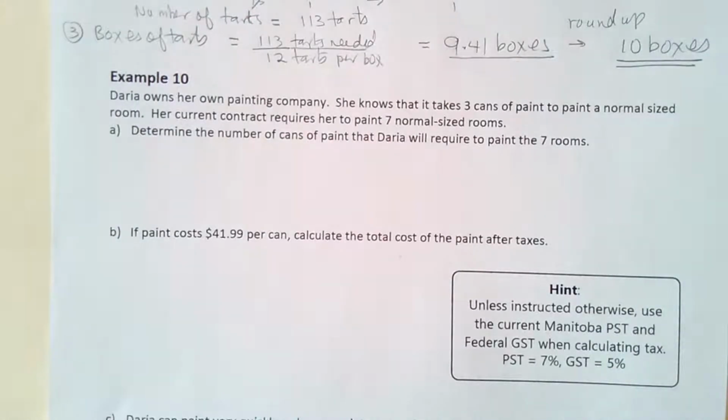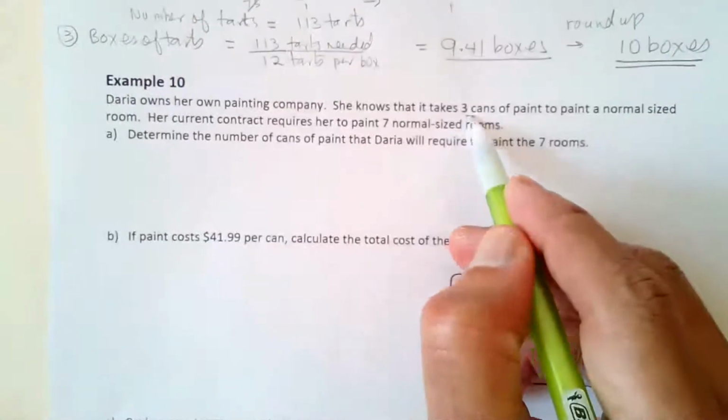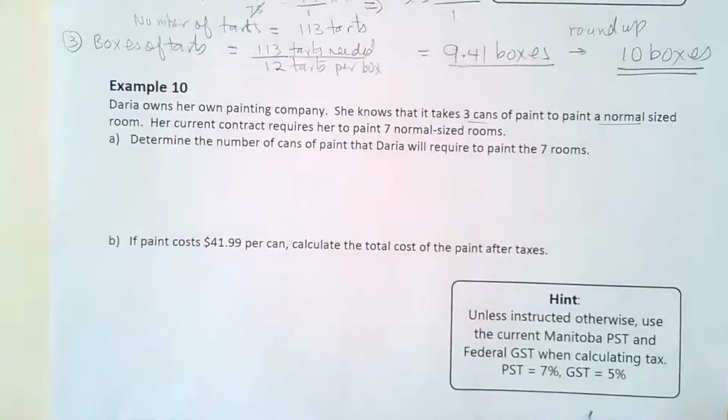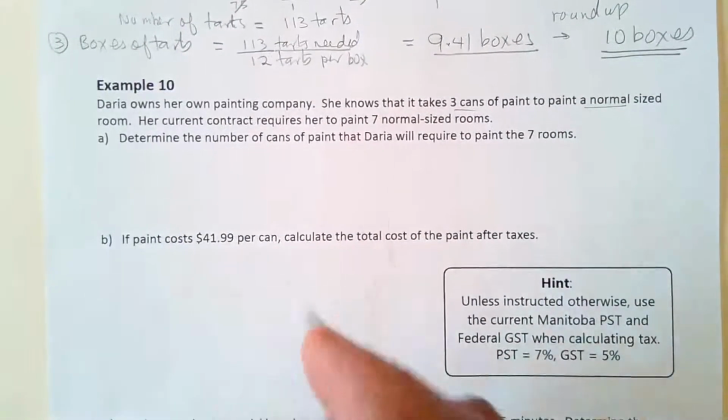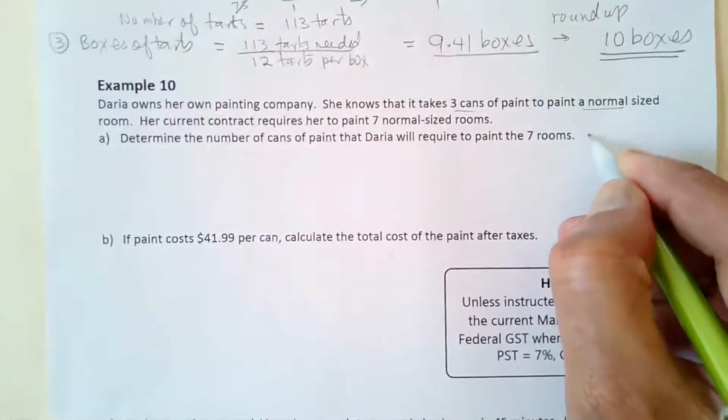Daria owns a painting company. She knows that it takes 3 cans of paint to paint a normal sized room. Our current contract requires to paint 7 normal sized rooms. So our rate is 3 cans of paint for a normal sized room. So rate here, so we can put that on here.